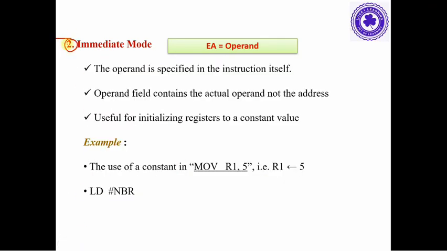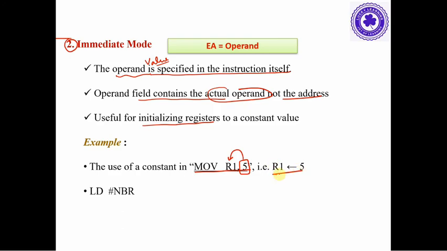Second, immediate mode. The operand is specified in the instruction itself. So the operand specified in the instruction itself means it is not the address of memory or a register. It is directly the value in the instruction. The operand field contains the actual operand, not the address. Usually, we use immediate mode for initializing registers. Let us take an example: MOVE R1, 5. It means the operand is 5, that is the direct value that is copied into the R1 register. When the instruction has the actual operand, we call it immediate mode.